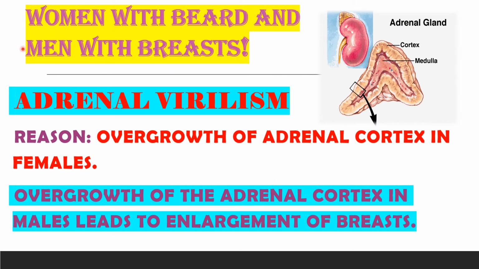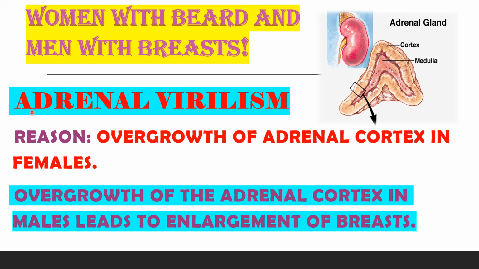Women with beard and men with breasts. If there is an overgrowth of adrenal cortex in a mature woman, she develops certain male characteristics. What are the male characteristics? Such as a beard, mustaches, and deep male voice. Then that condition is known as adrenal virilism. Virilism means maleness. Then adrenal virilism we can see in female.